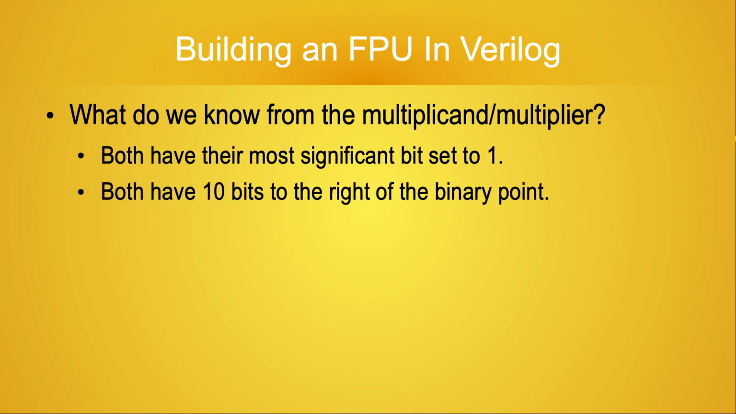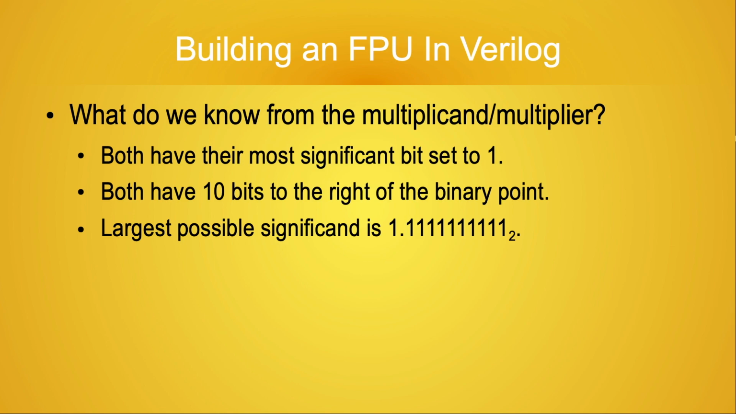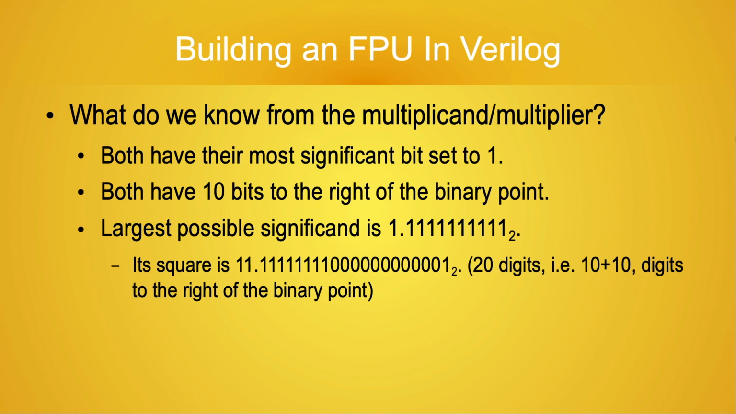We also know that our two 11-bit significands have 10 bits to the right of the binary point. The largest significand value is 1.1111111111. If we multiply this value by itself, we get 11.1111111110000000001. The multiplicand had 10 digits to the right of the binary point. So did the multiplier. This means that the product must have 20 bits to the right of the binary point, and it does. Also note something else. In this case, the most significant bit set is bit 21, assuming the least significant bit is numbered as 0.